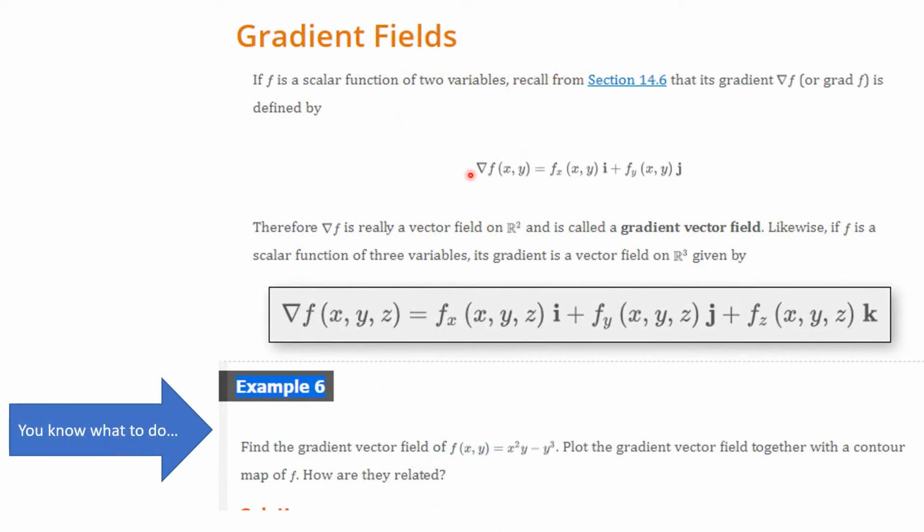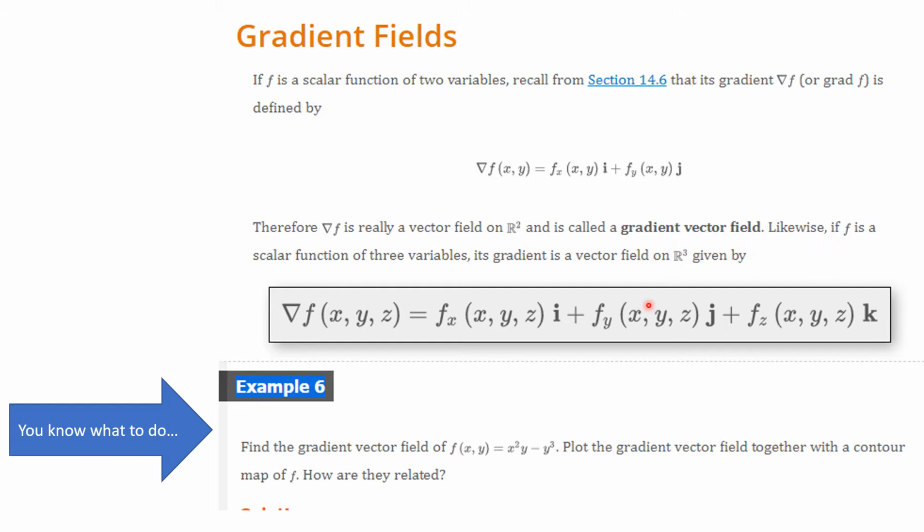Recall that the gradient of a function f of x and y is the partial of f with respect to x in the i direction plus the partial of f with respect to y in the j direction. Therefore, the gradient is really a vector field because it takes a point (x, y) and maps it to a vector. So it's a vector field on R2, and it's called the gradient vector field.